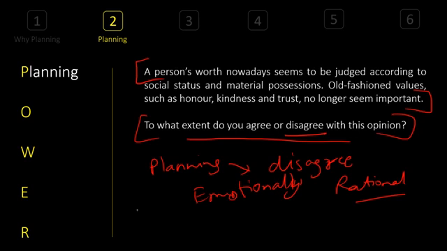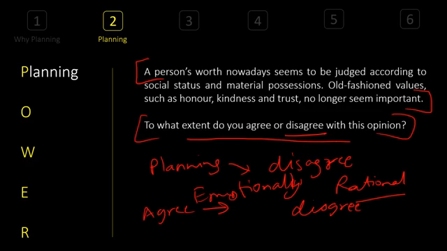If you have more points towards agreement, choose that side. Or if you have more points on disagreement, please choose that side. Don't become ethical or emotional. Be rational. You have to take your points into regard rather than your ethics or your emotions. That's what we do in planning.